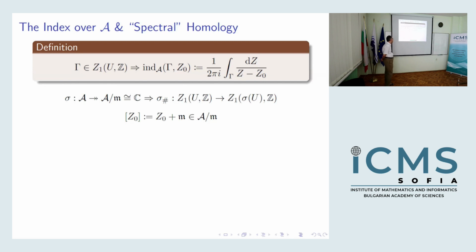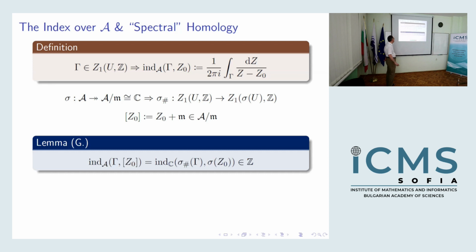And if we take again our spectral projection, it of course induces a map on the one-cycles. And furthermore, if we take the equivalence class of Z0 in the residue field, which we won't just think of as a point in the complex plane, but as an affine subspace of A, then this index is in fact well defined with respect to the equivalence class and can be computed in terms of the usual index in the complex plane, as the index of the spectral part of the one-cycle around the eigenvalue points. And it's of course an integer, which we already know.